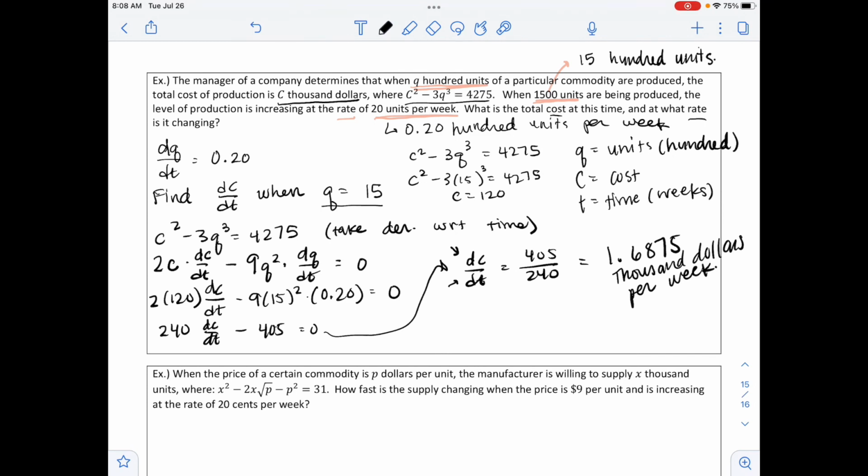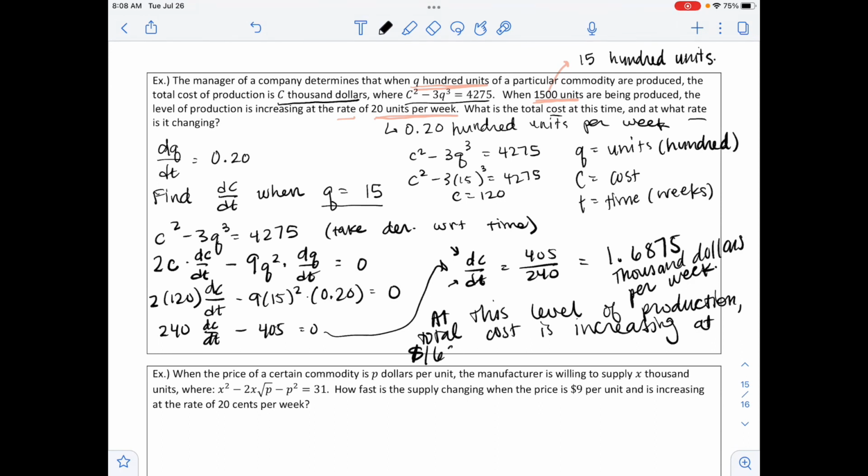And so at this level of production, total cost is increasing at $1,687.50 per week. I'm just going to multiply by 1,000, or move my decimal place 3 times to the right, and so this works out to being $1,687.50 per week.